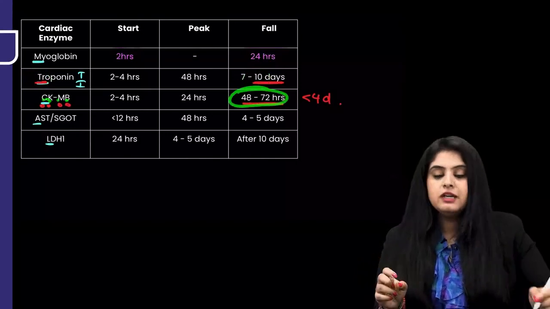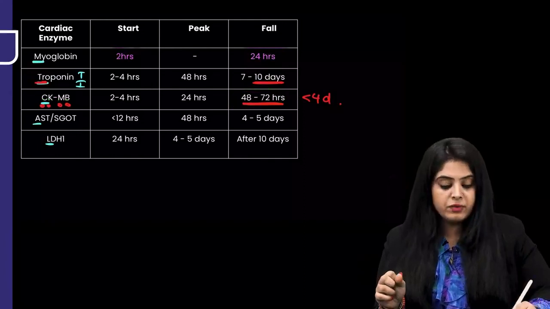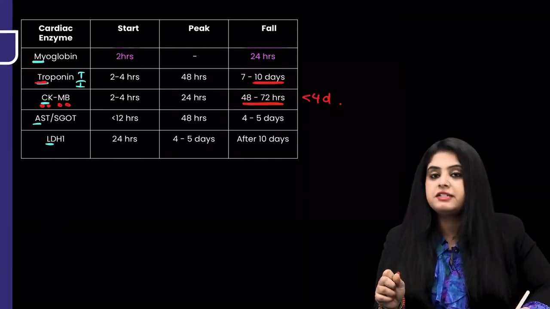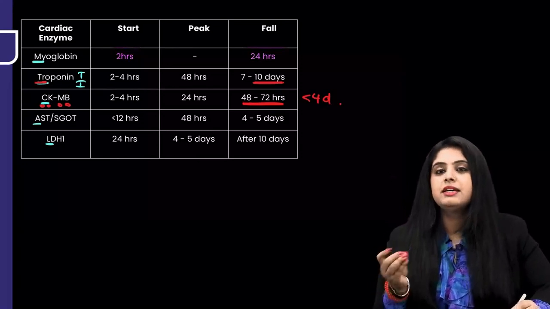CKMB 1, 2, 3, 4. So that is going to be within less than 4 days. Now we come to the other ones. We come to AST and LDH1. Learn any one of them and the other one is double.